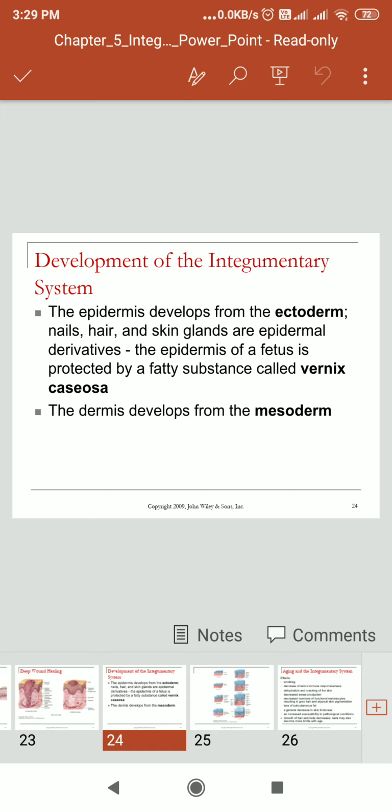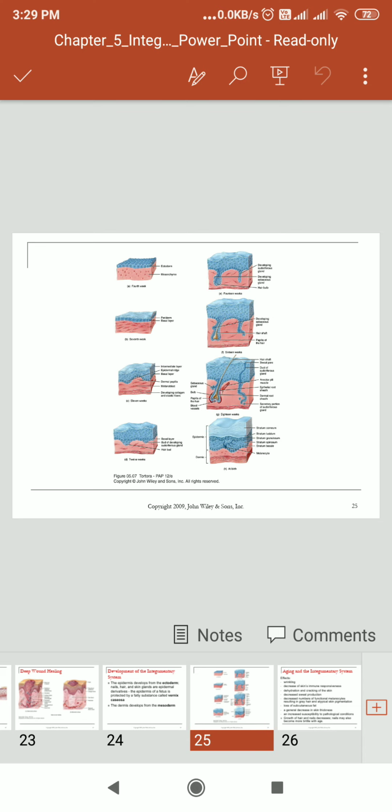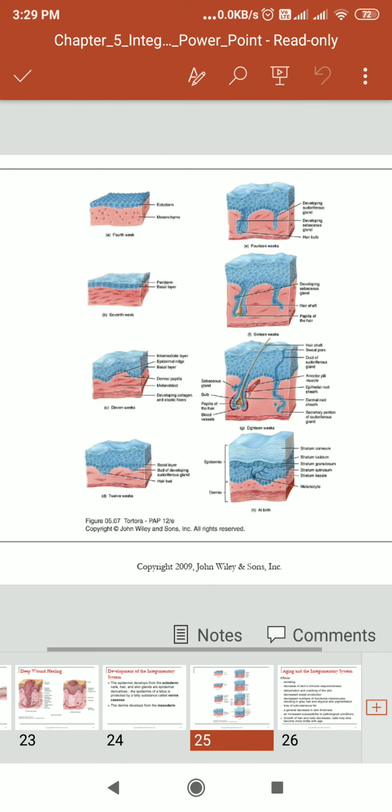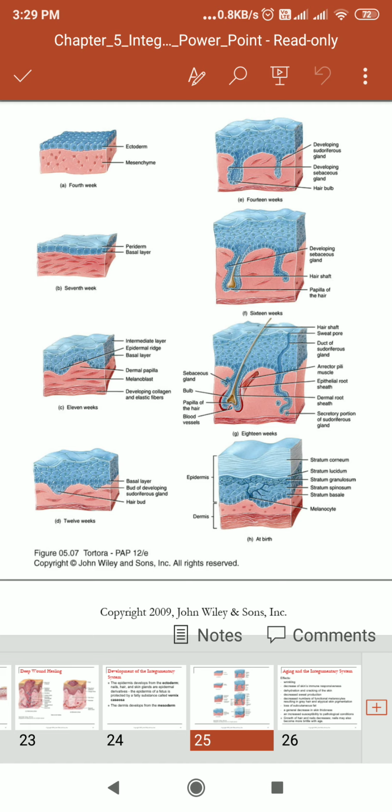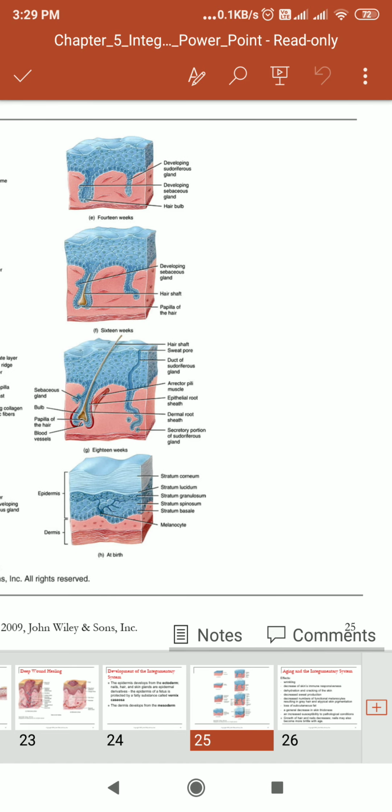Nails, hair, skin, and glands are epidermal derivatives. The epidermis of a fetus is protected by a fatty substance called vernix caseosa. The dermis develops from the mesoderm. In this layer, ectoderm, mesoderm, and endoderm are also found.